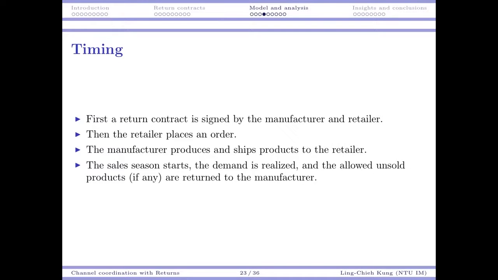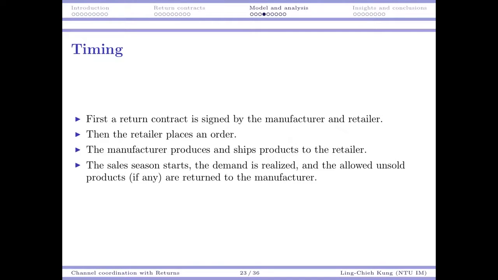So the timing, let me try to review the timing for you. First, they will sign a return contract. In this study, we do not specify how this return contract is determined. Okay? We do not assume it is the manufacturer's decision or the retailer's decision or who makes the decision. We just allow all the possibilities to occur. And we want to ask whether there is any return contract that can induce efficient order quantity.